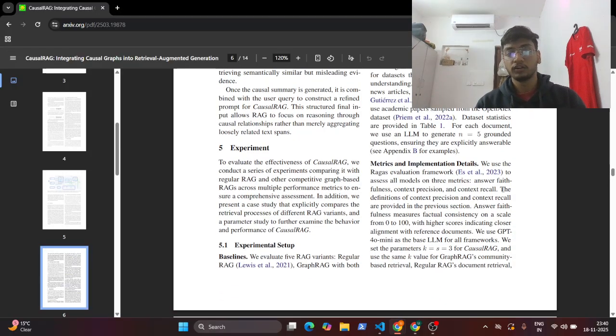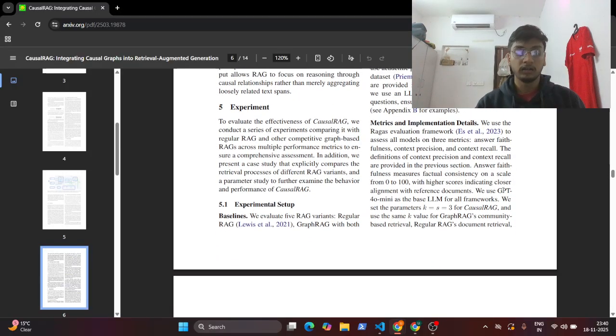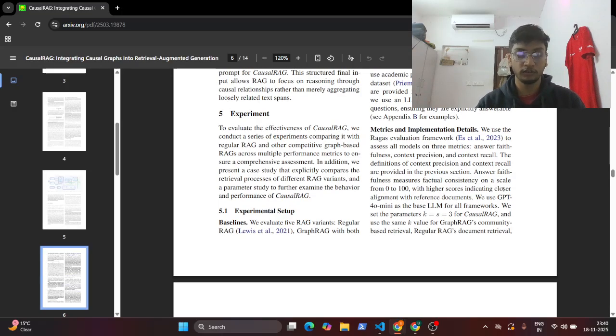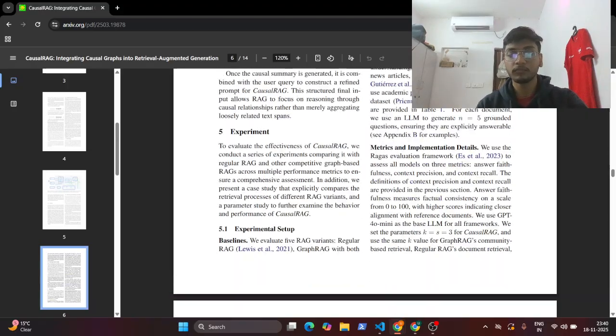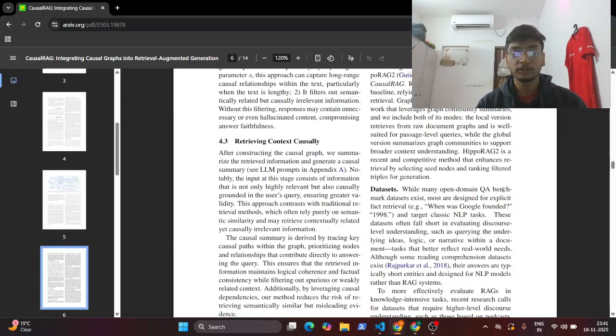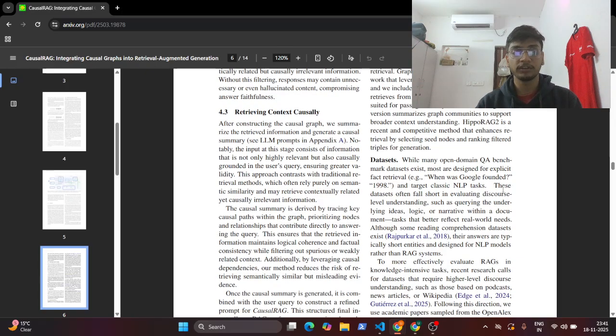causal explanation. Coming to the experiment, the paper evaluates causal RAG against regular RAG and the state-of-the-art graph-based RAGs across several datasets designed for knowledge-intensive causal experiments. So, coming to the experimental setup, our key evaluation metrics are designed to measure both quality of retrieval and quality of generation: answer faithfulness, like did the LLM hallucinate, or was the necessary context retrieved, and context precision.